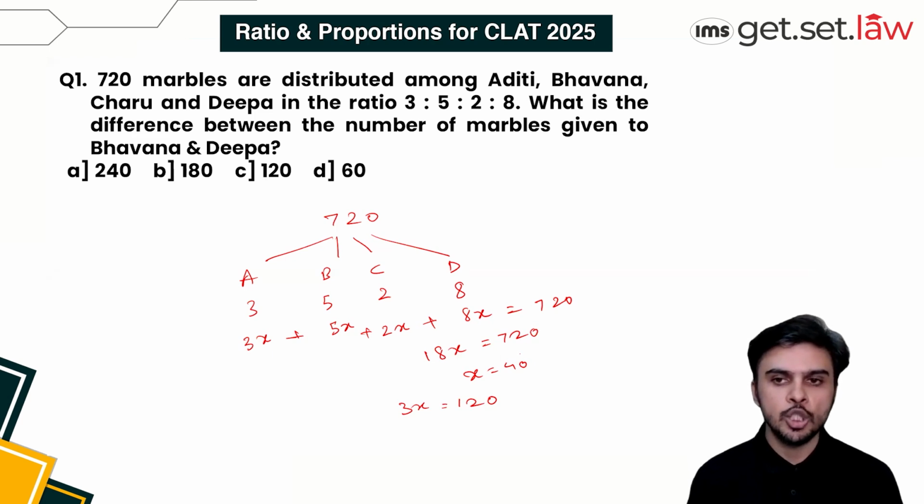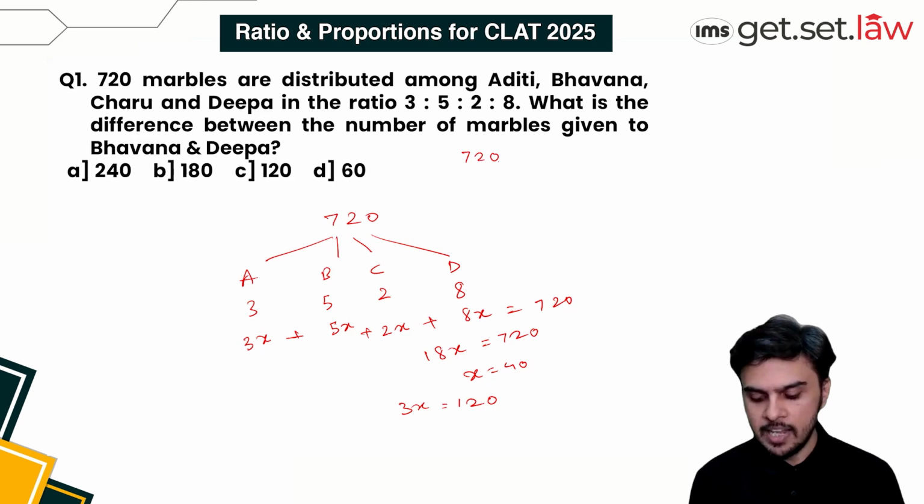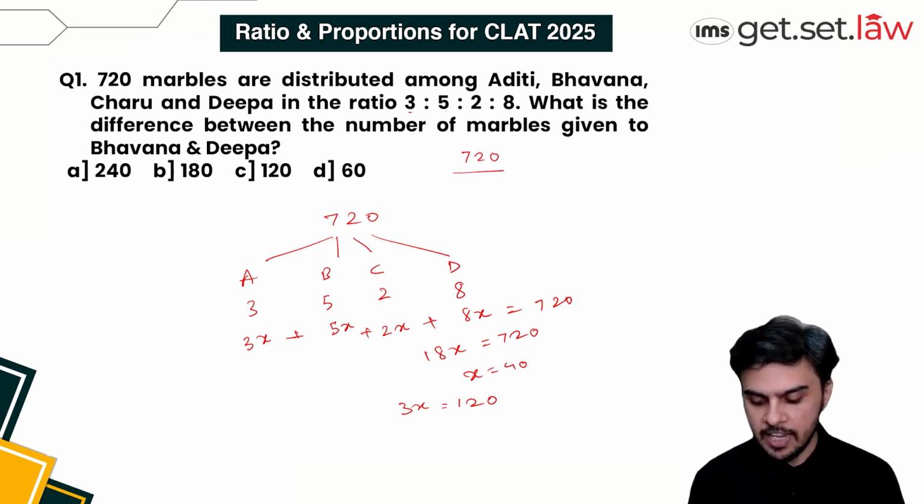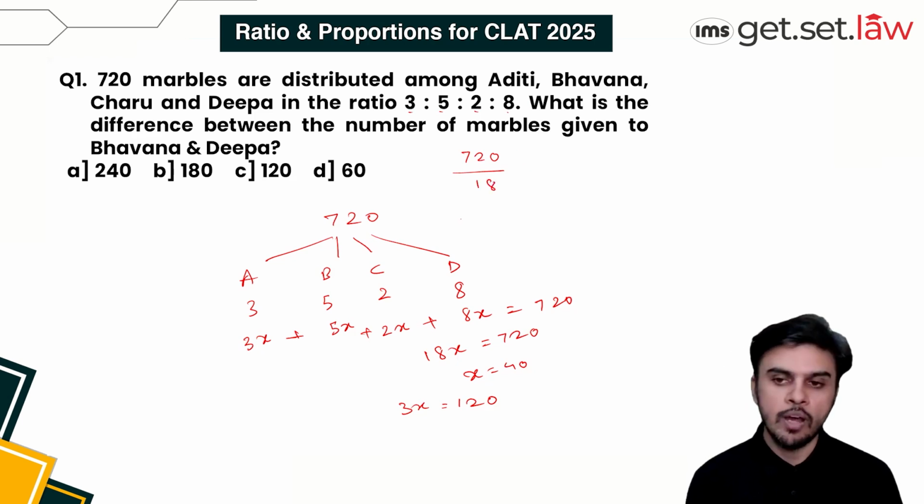Is there any shorter method to solve this question? Yes, definitely there is a shorter method to solve this question. Take a look at this method. Total 720 marbles are to be distributed and they are divided in 18 parts. 3 plus 5 plus 2 plus 8, 18 parts. So one part is equivalent to 720 divided by 18, that is 40. One part is equivalent to 40.